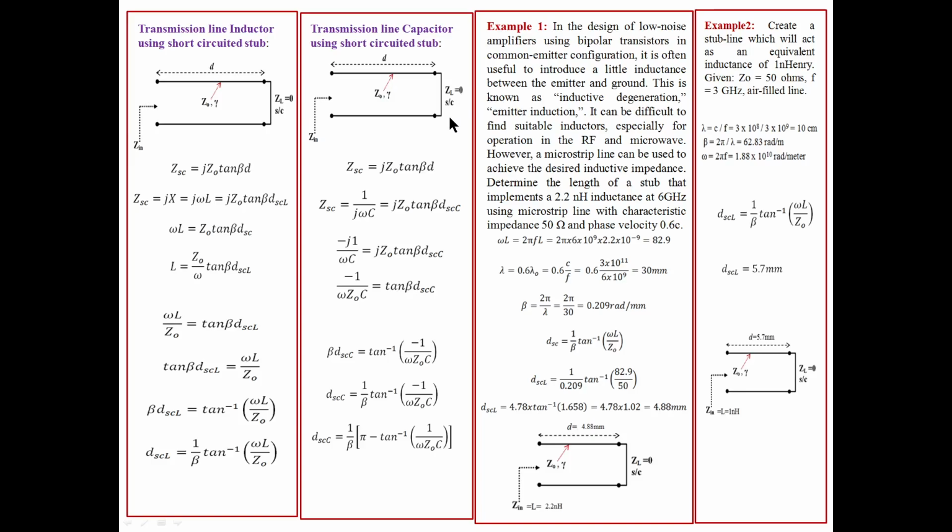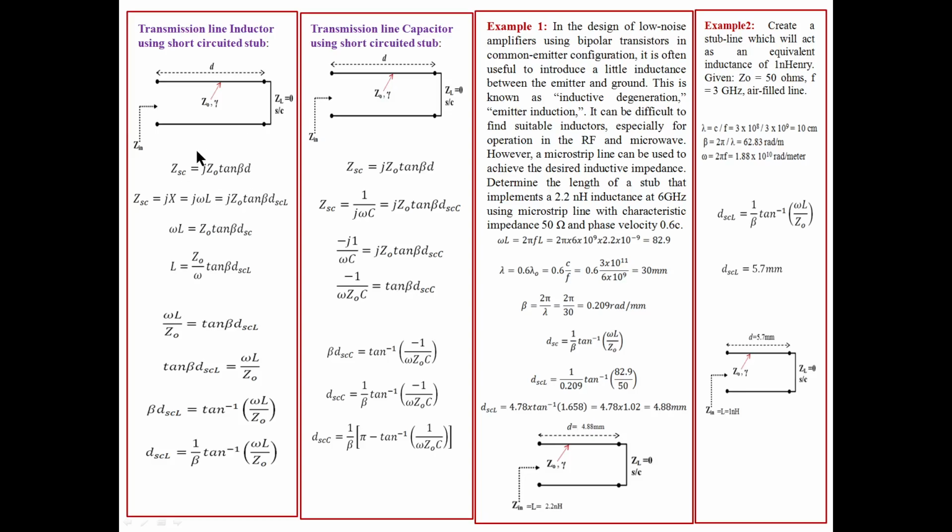Using these open and short circuited stubs, we can implement inductors and capacitors, lumped elements, at RF and microwave frequency, because we cannot get lumped elements like inductor, capacitor or resistor at RF and microwave frequency. It is difficult to implement because of a size problem. So instead of using those lumped elements, we can implement inductor and capacitor using these open and short circuited transmission lines. That we discussed in the earlier class.